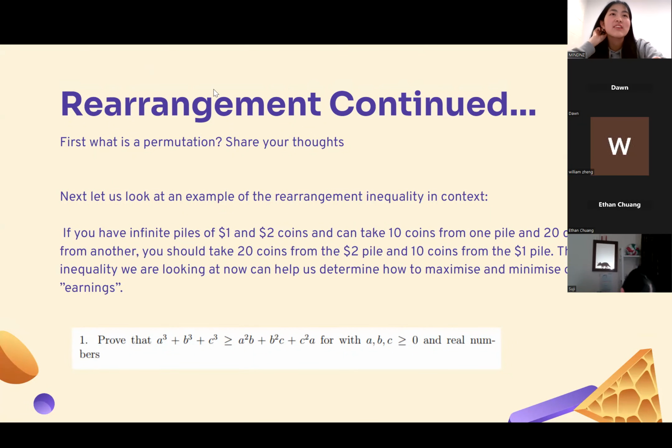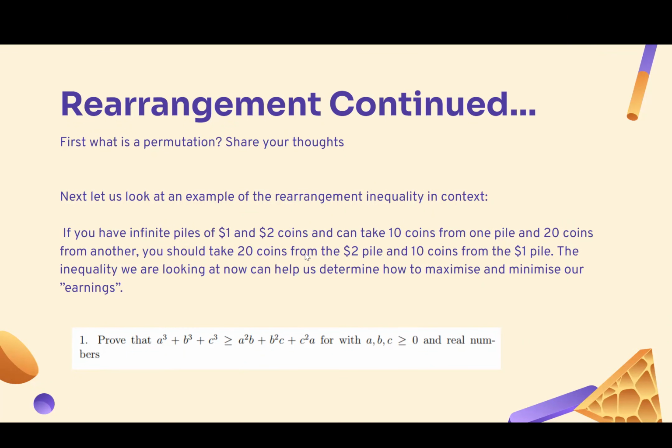Yep, so I'm seeing a lot of take 20 coins from the $2 pile and then take 10 coins from the $1 pile. And exactly, right? That's gonna maximize your amount of money. And that kind of works by intuition, but if you really wanted to explain why that is, you can explain it with the rearrangement inequality, because 20 is bigger than 10 and 2 is bigger than 1, right? So you want to pair the big with the big, so pair 20 with 2 and then pair 10 with 1, and then that's going to give you the most money.